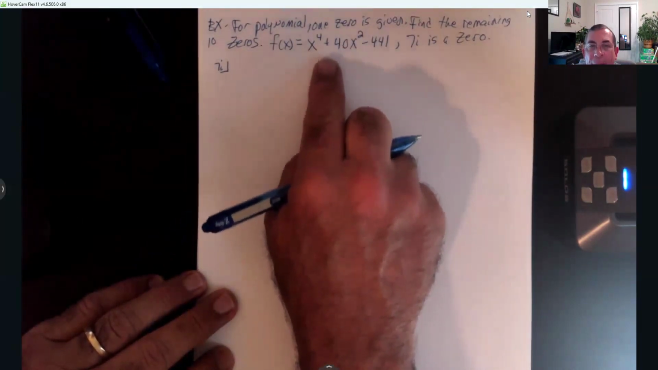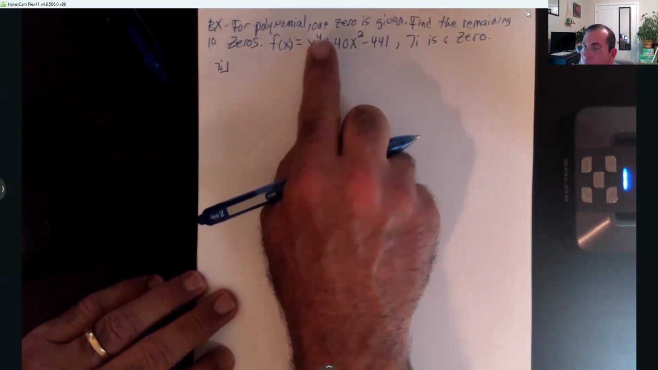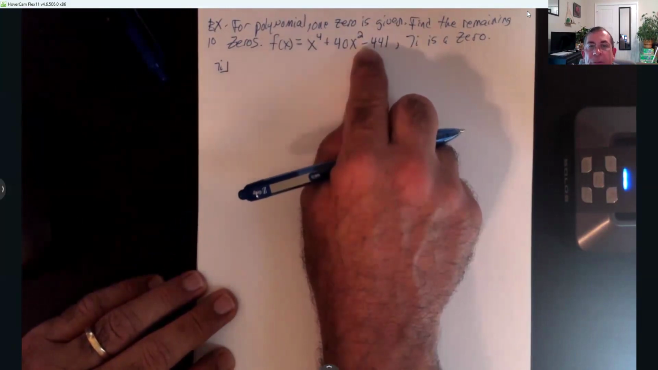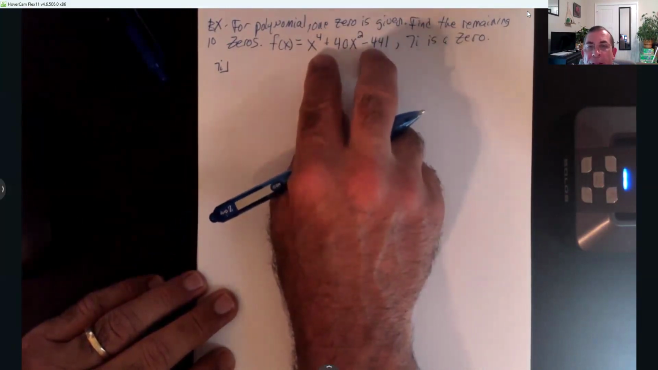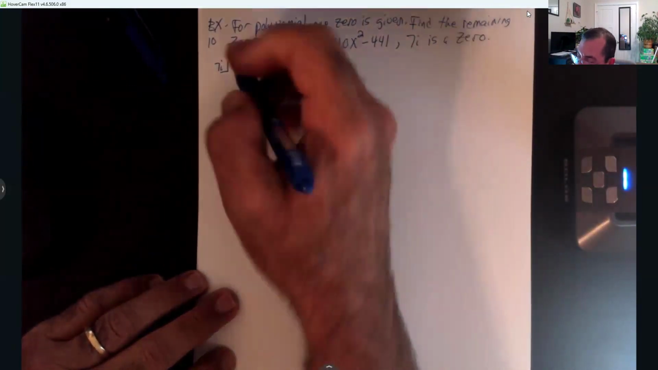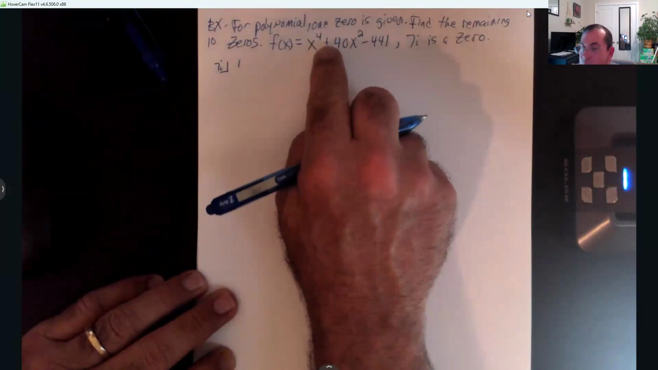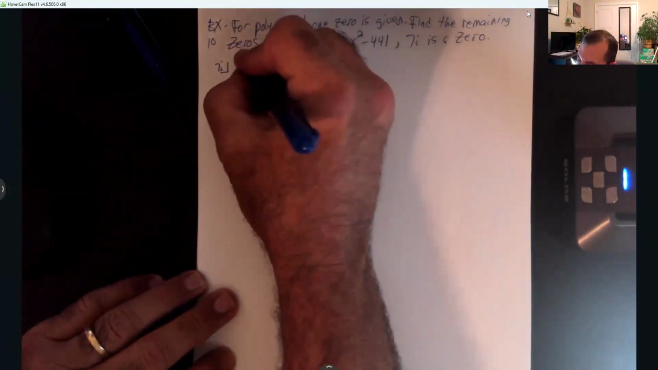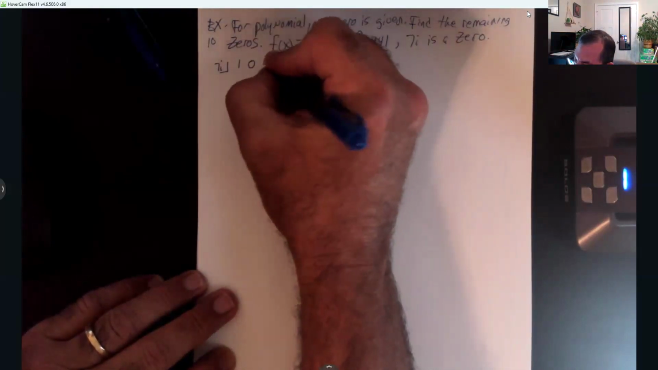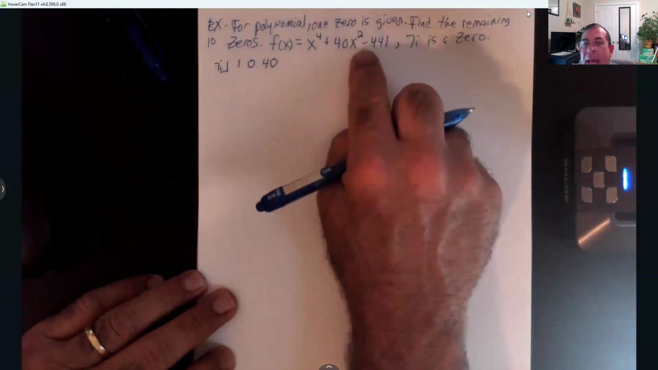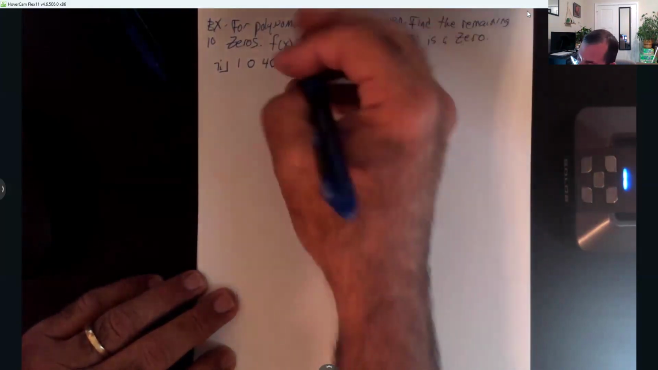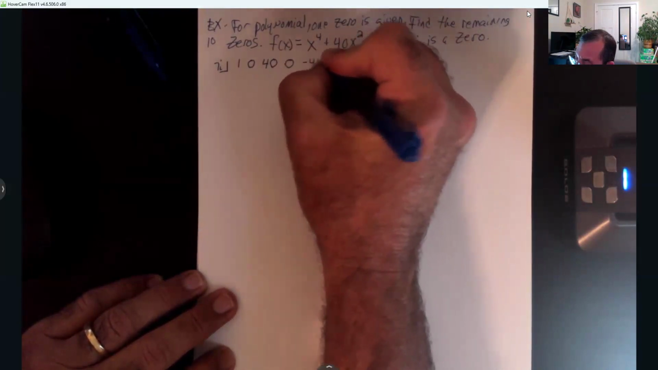So here's where you got to watch out on this one. Notice, we don't have an x3 term here. Notice, we don't have an x term here. So I'm going to use zeros for placeholders on the missing terms. So the x4 is a 1. There's no x3s, so that's a 0. The x squared is a 40. There's no x, that's a 0. And then the number at the end is a negative 441.